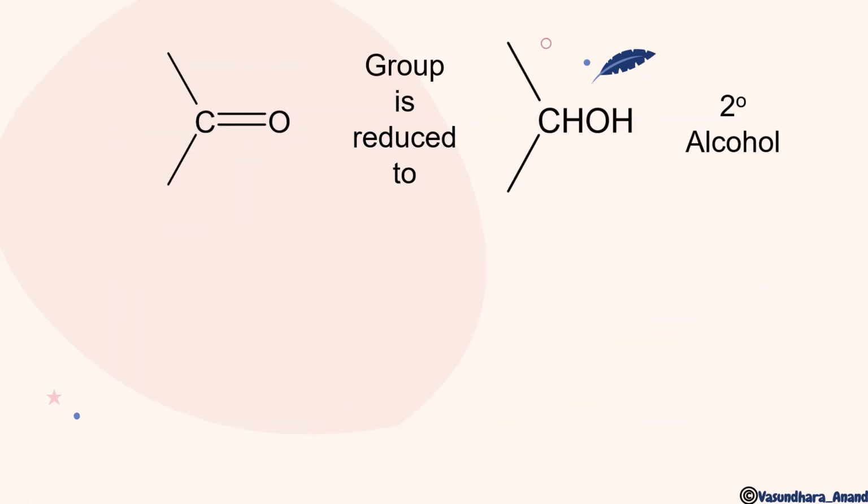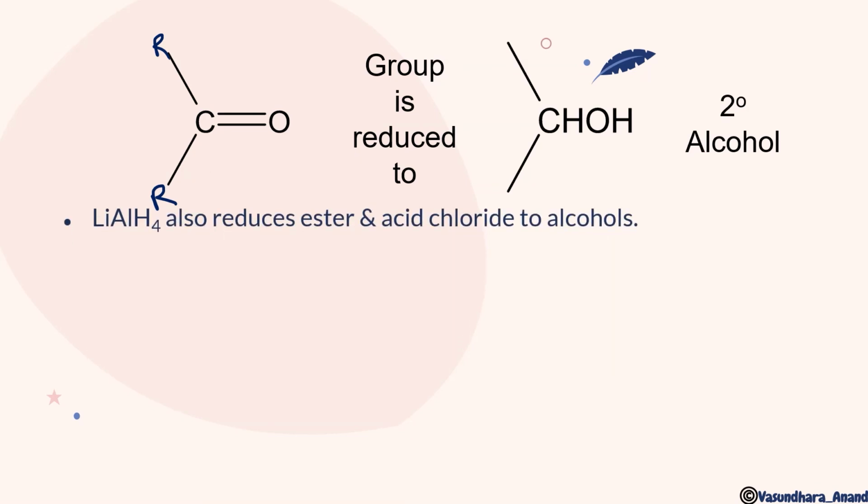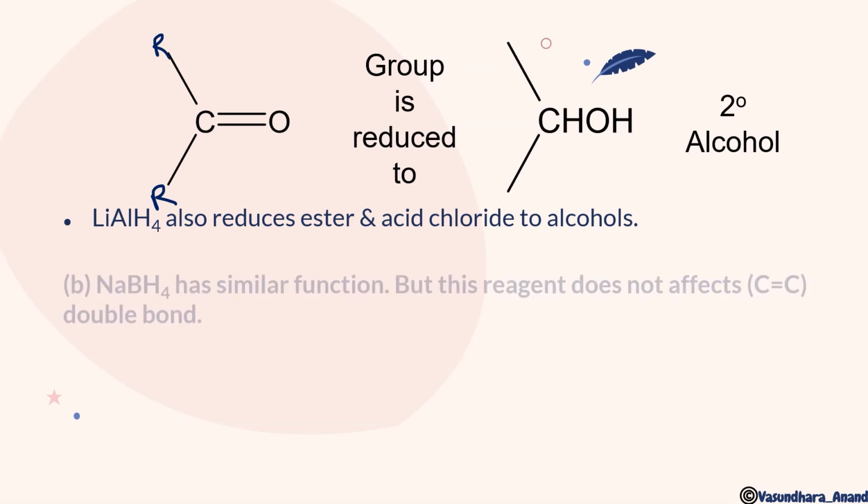Now again we can see that the C=O group is reduced to CHOH group. Since if I'm using R on both sides, that means it is ketone, so ketone will give you secondary alcohol, and if I would use H only, so this becomes aldehyde, so in that case it would give primary alcohol. Lithium aluminum hydride also reduces ester and acid chloride to alcohol, and all this example I have explained in that video where I have explained about the lithium aluminum hydride, and I hope you people have watched that and got the concept behind it.